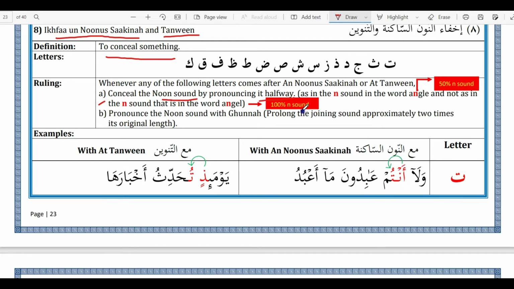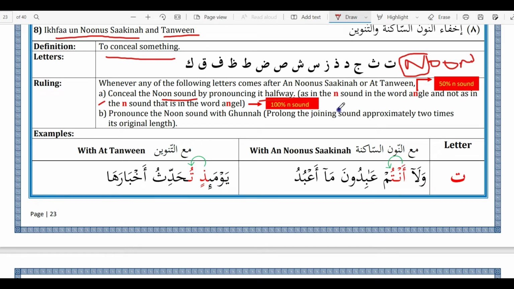For example, if we go back to English, the letter N is equal to noon in Arabic. So if we write N-O-O-N for noon, the first letter here, N, will represent noon. See, the N sound starts with noon, N sound. So N is equal to noon. We said we have to pronounce the noon sound or the N sound halfway.